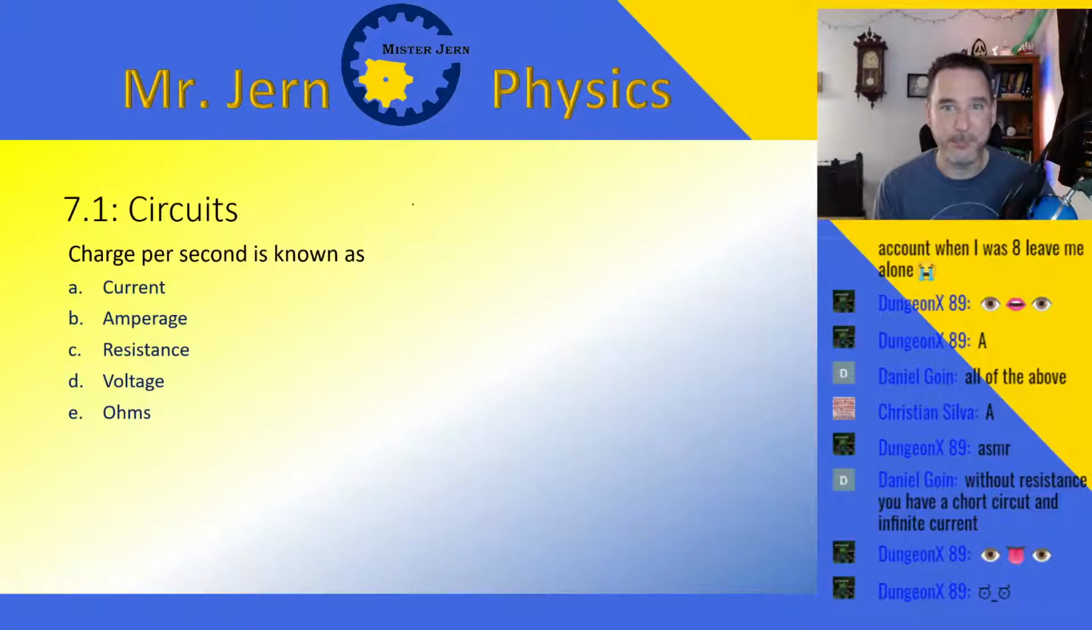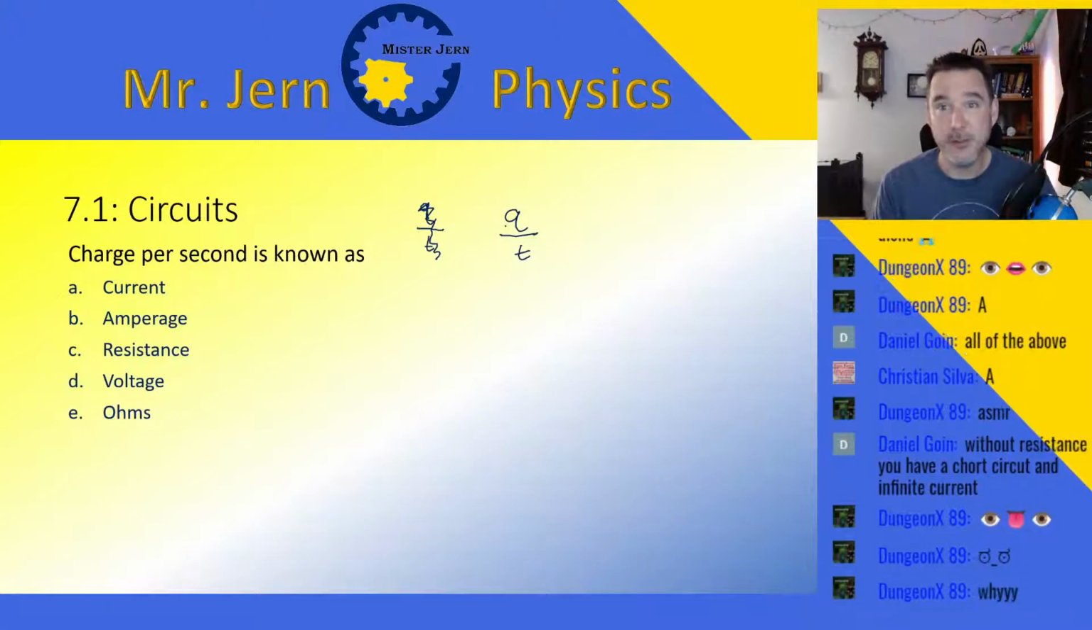Charge per second. If I were to write this mathematically, charge is Q, per second is just per time. I'm going to rewrite that, Q per time. That was badly written. If you look on the equation sheet, the equation that goes along with this is I equals Q over T. What is that? That's current. That's literally the definition of current.